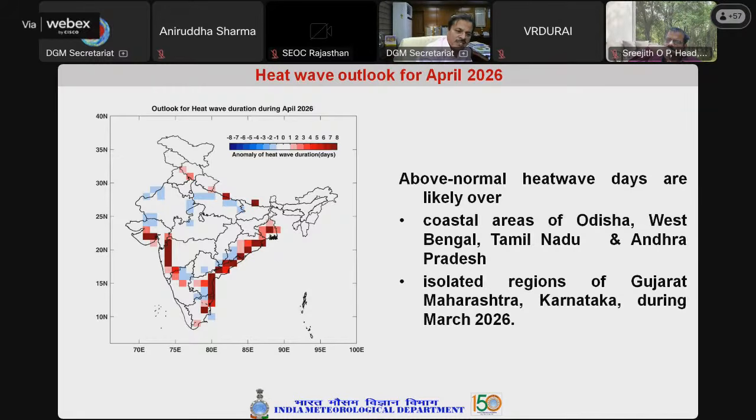But the coastal areas, on the west coast, for example Gujarat and adjoining Maharashtra, and on the east coast, Odisha, West Bengal, Andhra Pradesh, and adjoining areas of North Tamil Nadu, will have heat wave conditions, and it will be above normal by about 2 to 4 days in the month of April.